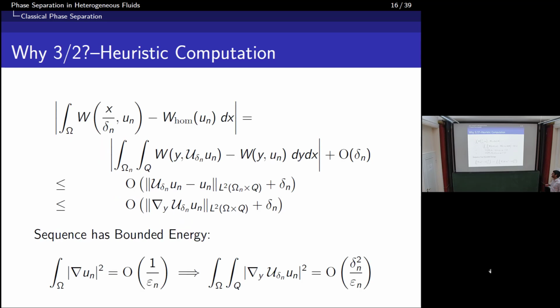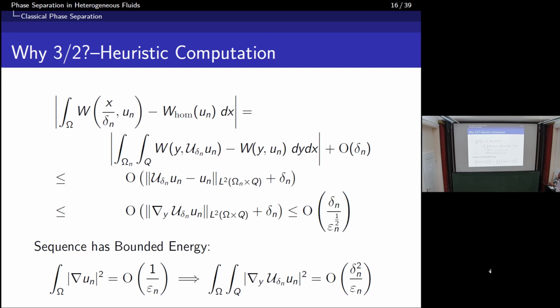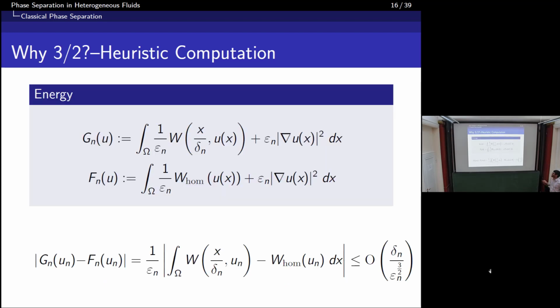And if you have that your sequence is bounded in energy, then your gradient, just by using the property that the unfolding of the gradient is the gradient of the unfolding in y, up to some delta powers, you get this. So in total, you get a delta_n over epsilon_n to the 1/2, which is nice in that this goes to 0. But the problem is that in your actual problem, when you're replacing, you have an extra epsilon. Right? So you end up getting this 3/2.